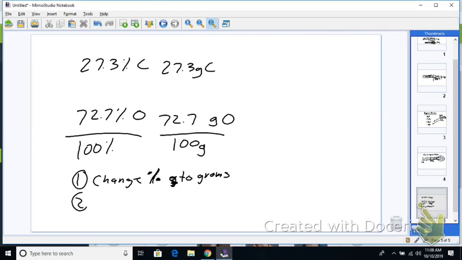Second thing you do is you change grams to moles for each element. Okay? So you'll change grams to moles for each element. So you guys can do that right now. Take a minute and change these grams up here, of carbon, into moles of carbon, and take the grams of oxygen and change it into moles of oxygen. That should take you about 1.5 or 2 minutes, no more than that.